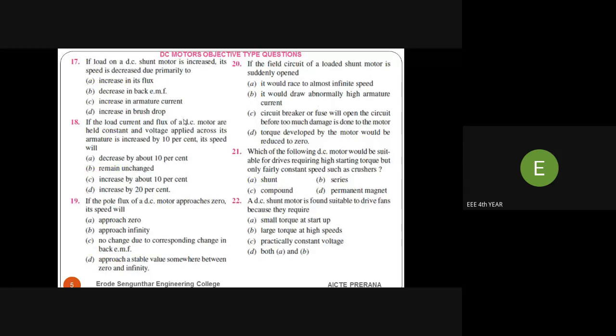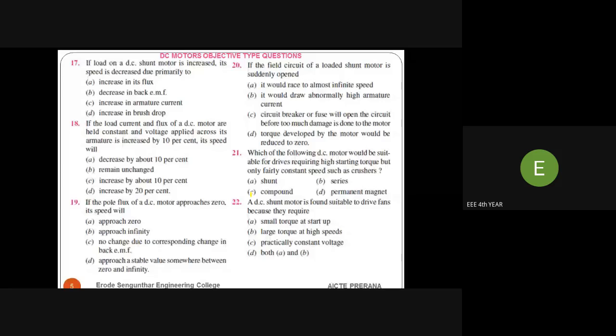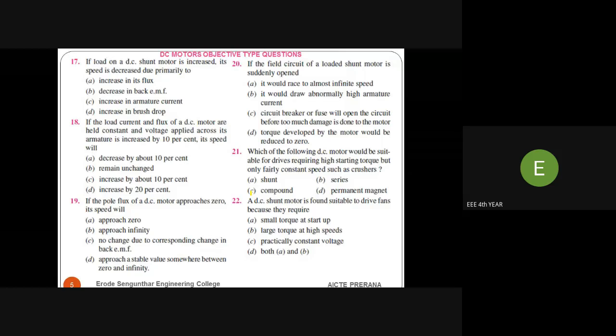Okay, question number 17. If load on a DC shunt motor is increased, its speed is decreased due primarily to: option A, increase in flux; decrease in back EMF; increase in armature current; increase in brush drop.